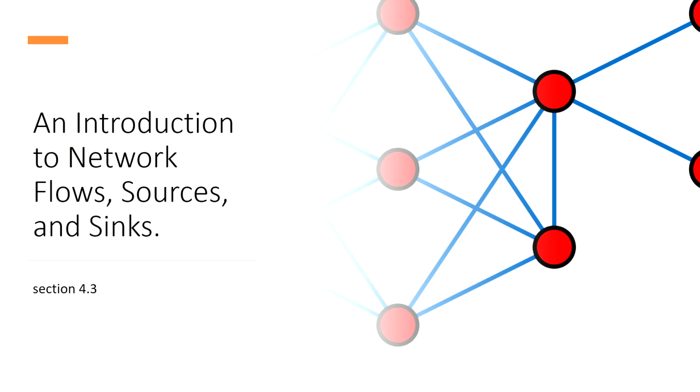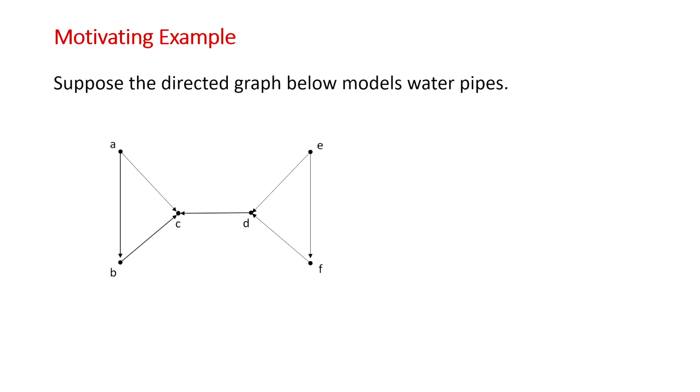To start off with, let us look at a motivating example, and we'll start off with a directed graph. Let's go ahead and assume that this directed graph actually models pipes that are going to hold water. For example, that edge A to B right there would represent a pipe flowing from whatever location A is to whatever location B is. It's going to let water travel along it, and the water is only going to travel in the direction A to B. Okay, so that's the background.